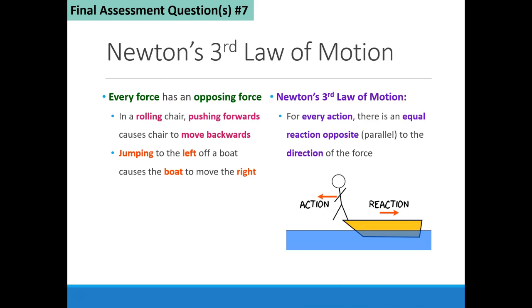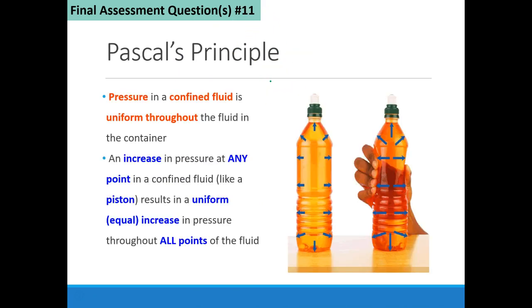Question number 7 is talking about Newton's third law of motion. So remember that Newton's third law says that for every action or force, there's an equal and opposite reaction or force, and that these are going to be parallel to each other, right? So if our action is to the left, then the parallel opposite reaction would be to the right. For example, if you push forwards while you're in a chair, the chair will move backwards. If you jump off the left, then the boat moves to the right. So every force has an opposing force. That's number 7. Make sure you pause, save your answer, and then move on.